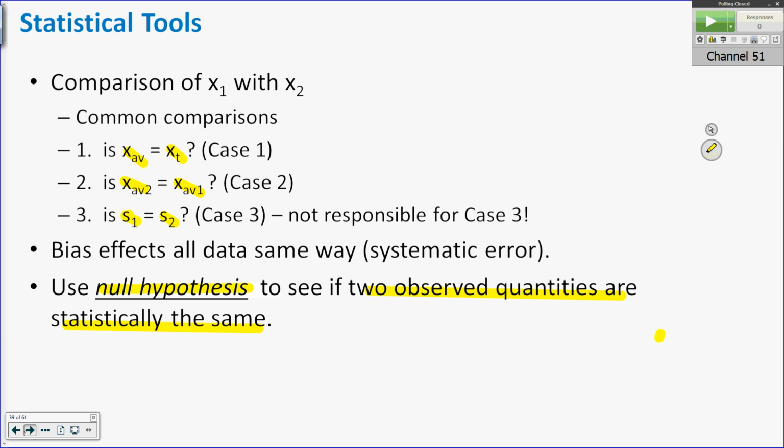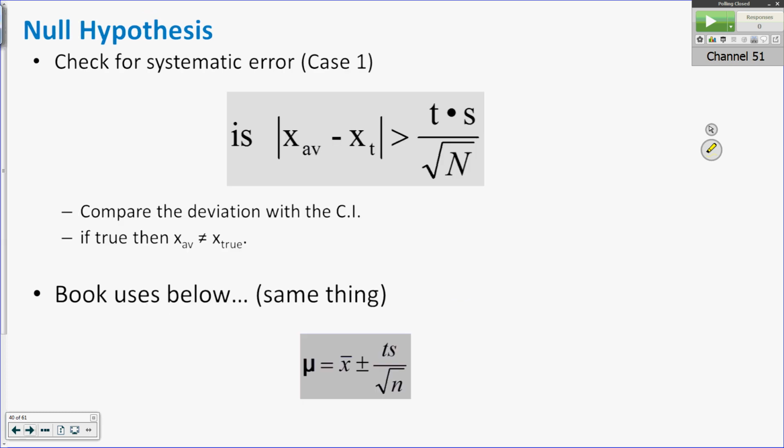Now, I went over these on the videos. The first case of the null hypothesis is simply looking at is my average equal to the mean. And basically what you do with this is you simply take the difference between the average you record and the accepted true value, take the absolute value of it, and you want to know is that deviation greater than, this is nothing more than the confidence interval, ts divided by the square root of n. That's what we covered on Monday.